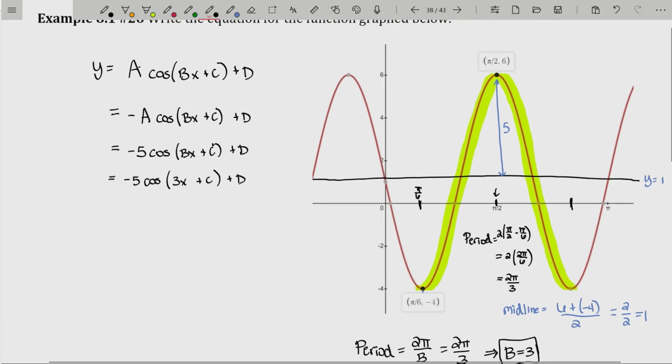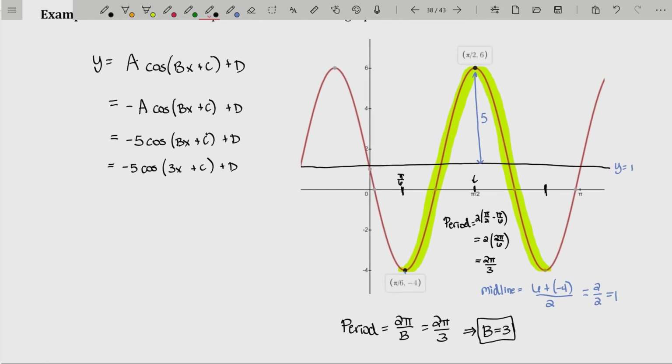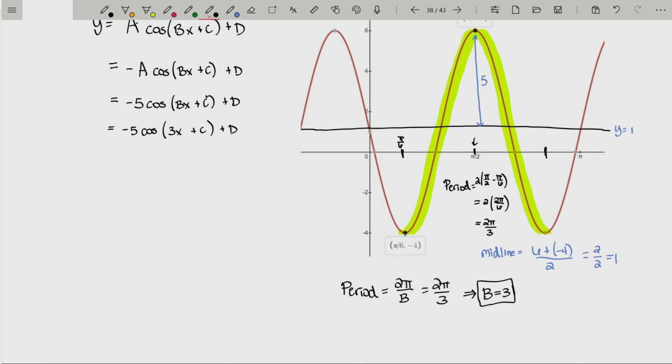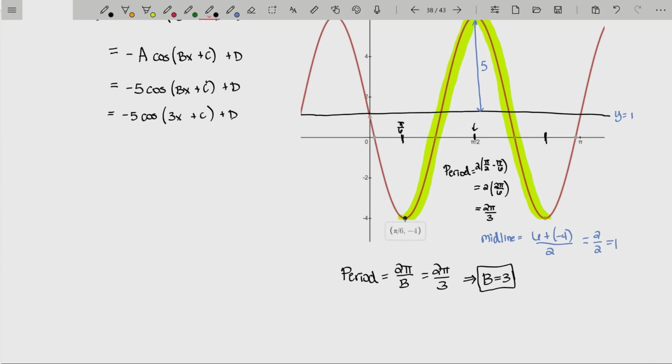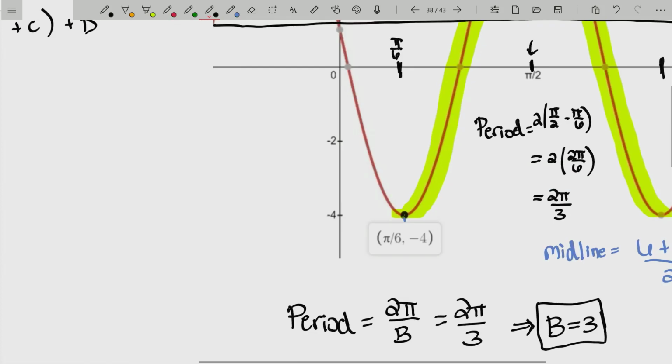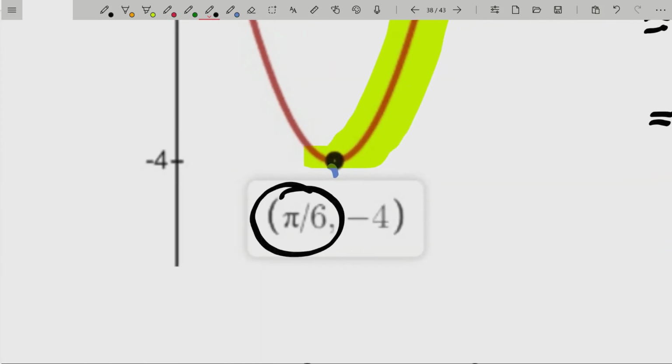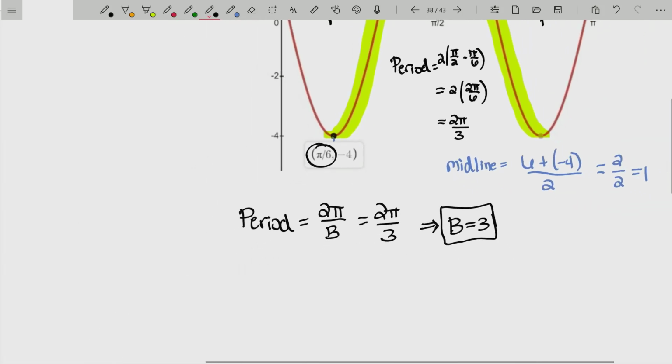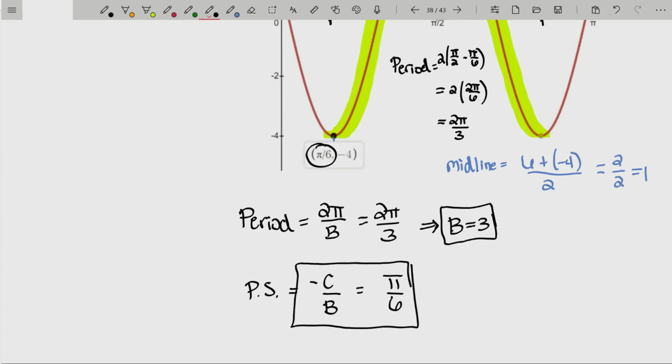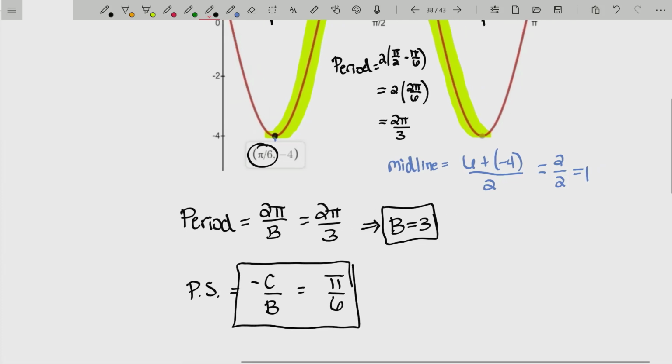Okay, continuing through the alphabet. C, what is C associated with? Well, the period is associated with B. C is associated with the phase shift. And our phase shift is where we started graphing. And this graph, at least where we're considering it, got started at pi over 6. So our phase shift, which normally is negative c over b, is equal to pi over 6. But we know what b is. B is 3. So that implies negative c over 3 is equal to pi over 6.